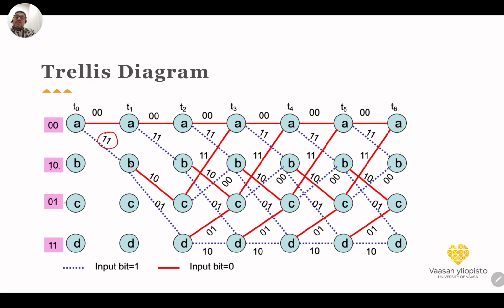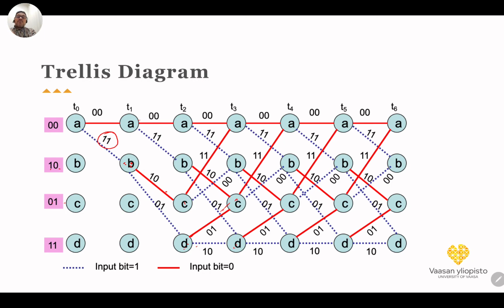Okay, from state B, you can of course confirm this going back to the state machine. From state B, it can go to state C if the input is 0, and if the input is 1, it will go to state D. From state D, it will go to state C if the input is 0, and will go to state D if the input is 1, and so on. So this is the ideal trace diagram.